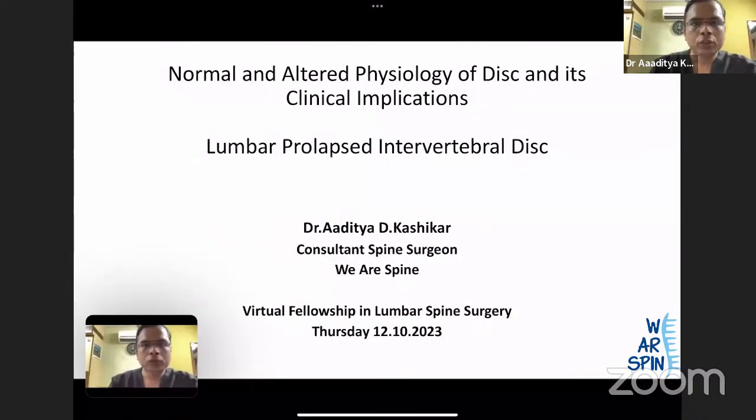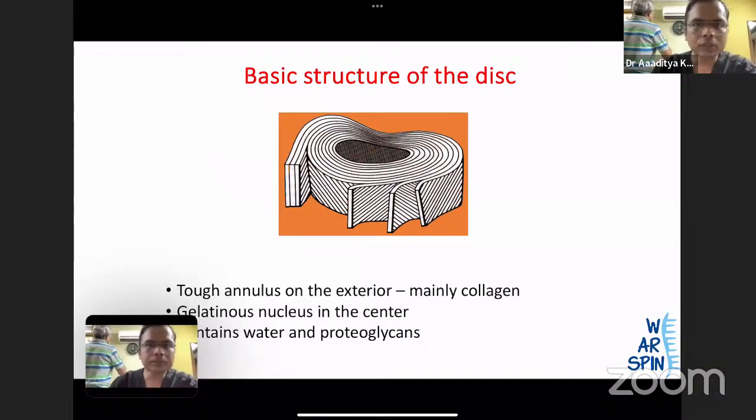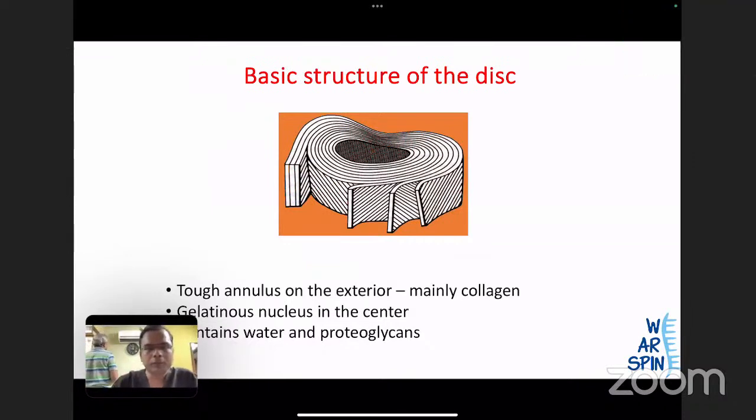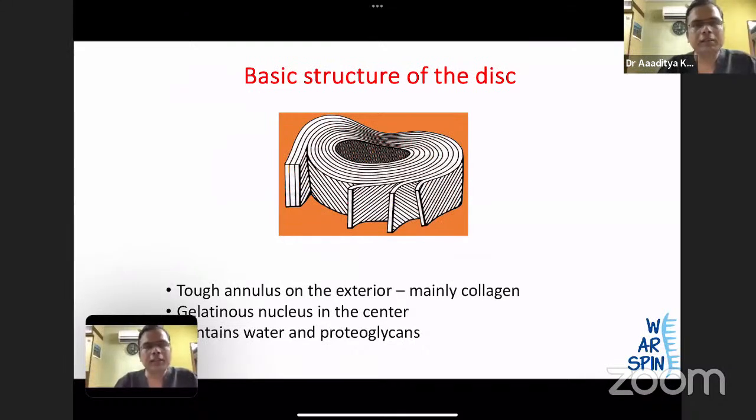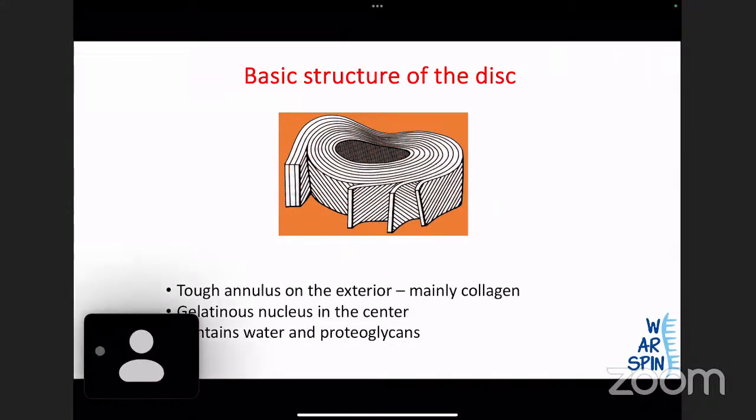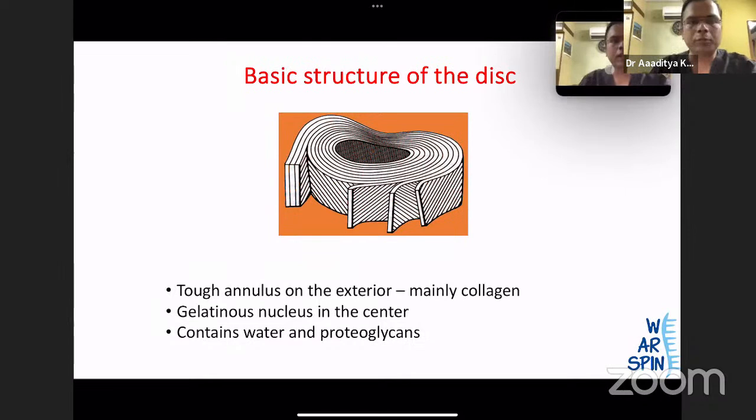So in the next 19 minutes, I'll be talking about the normal and altered physiology of the disc, which leads to disc prolapse, and the treatment modalities for that. So we'll start with normal anatomy. We'll know about the disc, normal anatomy, and the physiology of the disc. So the disc is a structure where on the periphery there is a tough annulus, which is mainly made up of collagen. In the center, there is a gelatinous nucleus pulposus, which contains mainly water and proteoglycans.